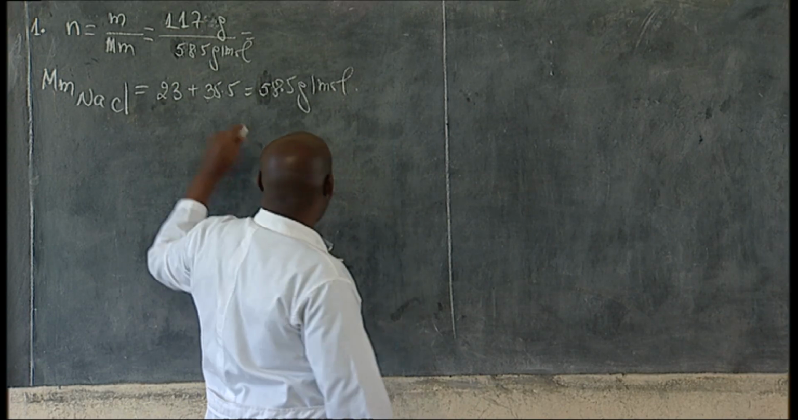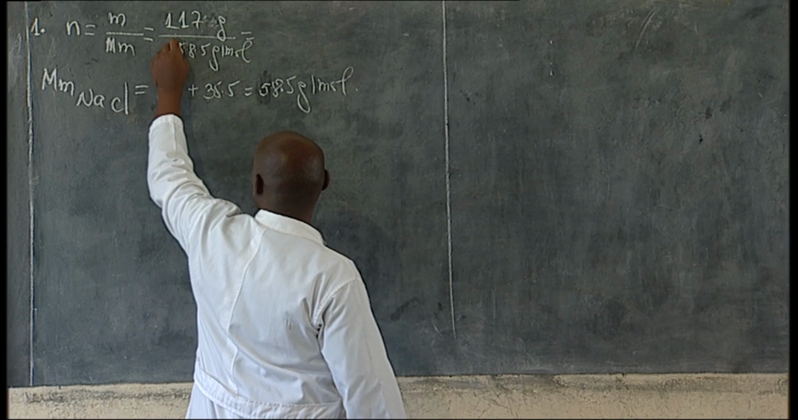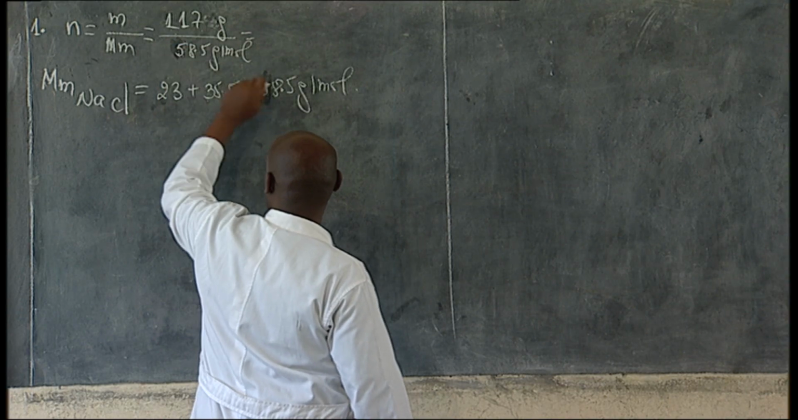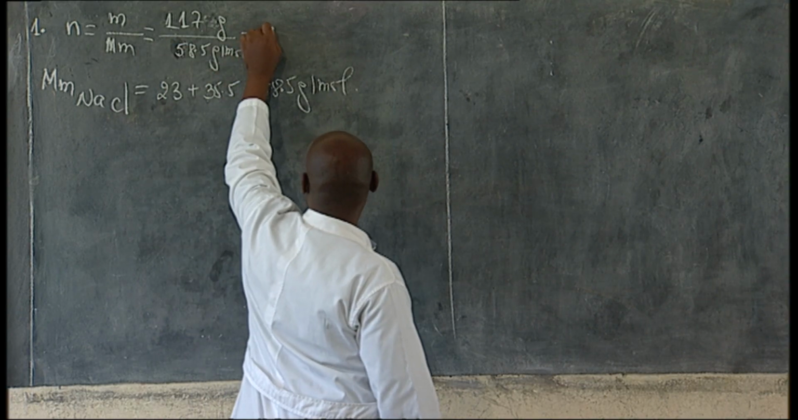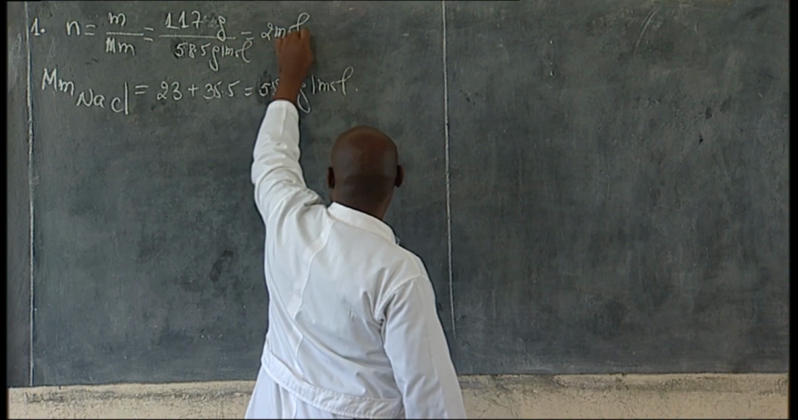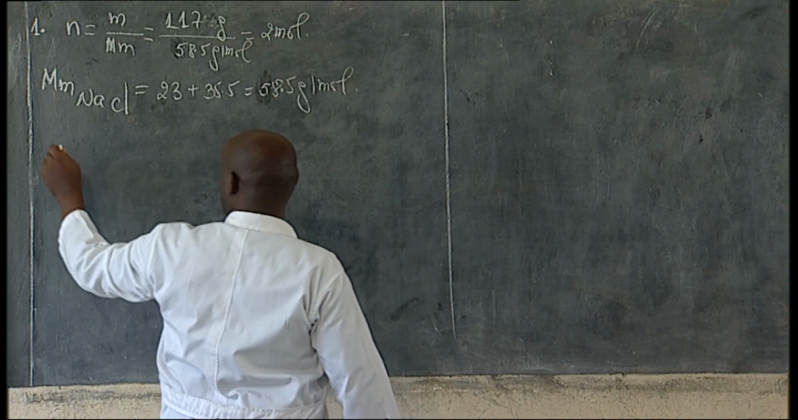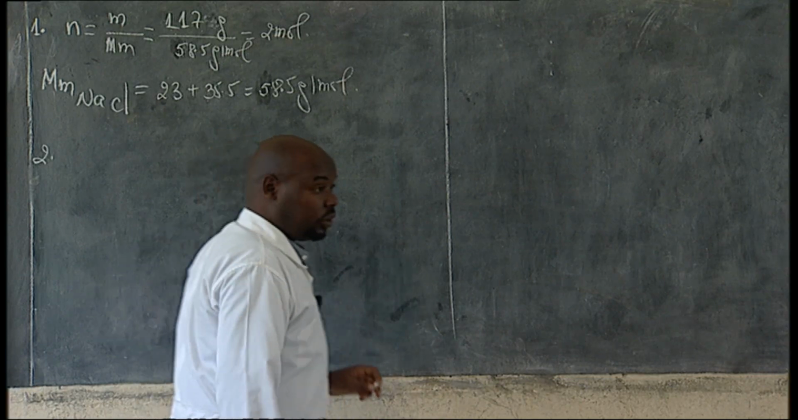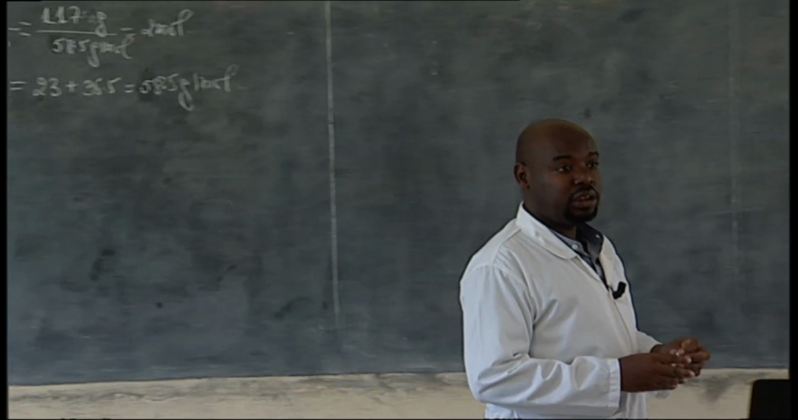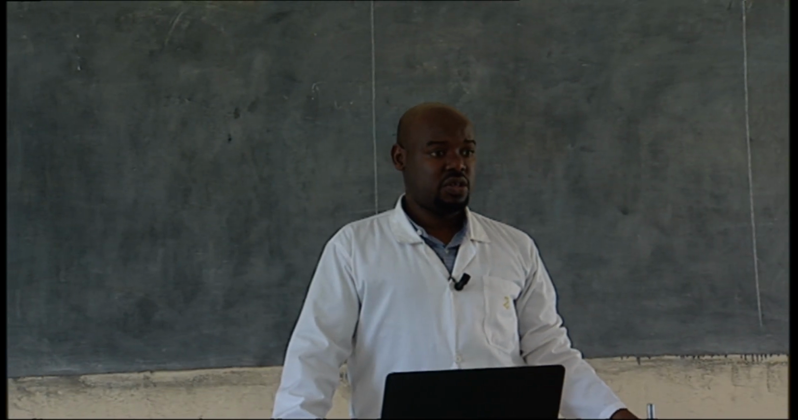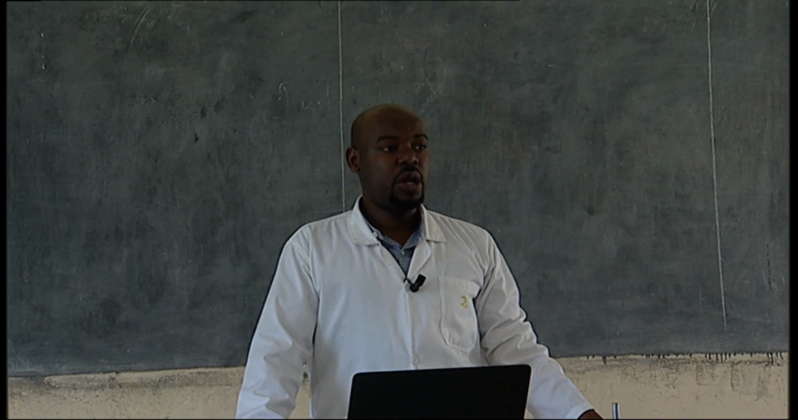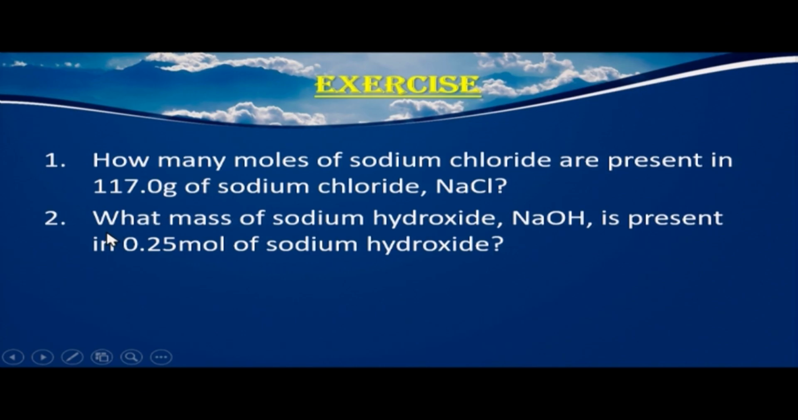And when we work out, what do we get? 117 over 58.5. You can see this will be 2 mole. Okay? So that is how we get the number of moles. Molar mass is needed, and the mass is also needed. And we use the formula mass over molar mass.